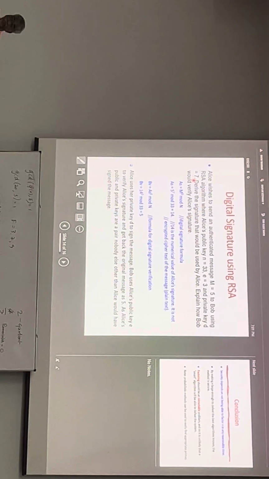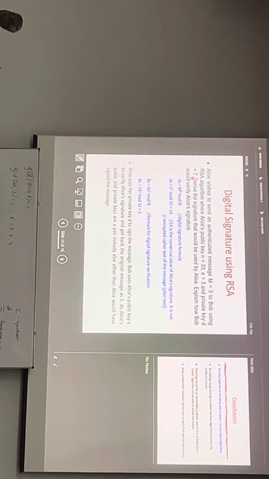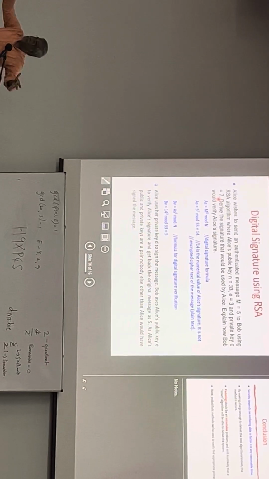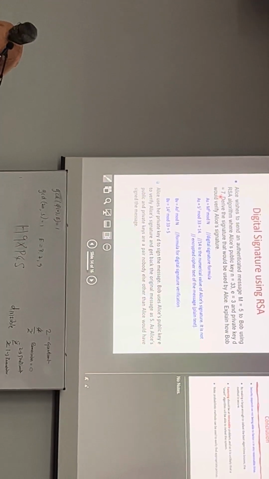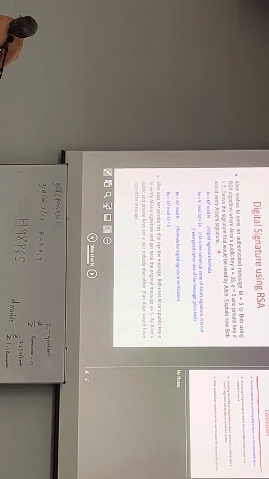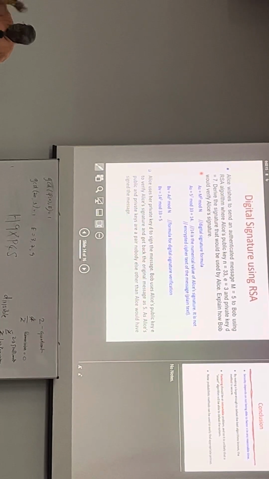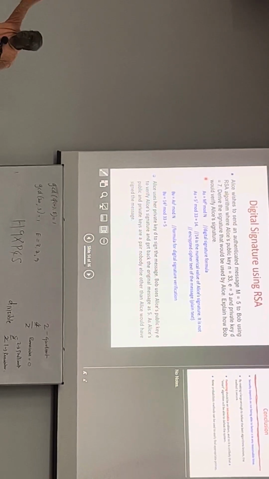So in digital signatures, everything is given, nothing is secret. Public key, private key, everything is given. Okay, nothing is secret. So derive the signature that would be used by Alice. Explain how Bob would verify that it is Alice's signature and not somebody else's signature.